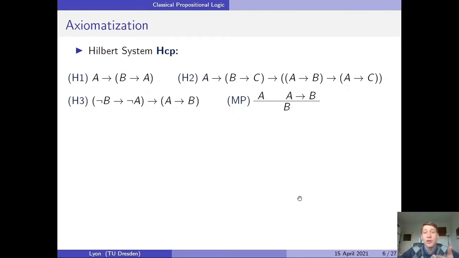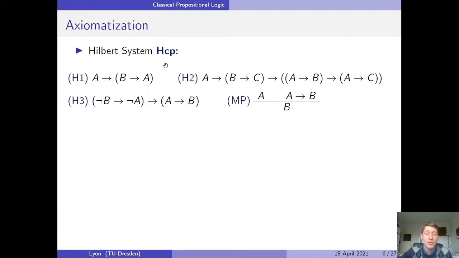Now, a nice feature of propositional logic, and a desirable feature of logics more generally, is that it's finitely axiomatizable. What this means is that you can take a finite set of axioms and inference rules which generate all validities of the logic. And we oftentimes refer to these axiomatizations as Hilbert systems.